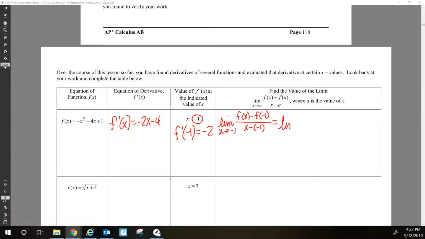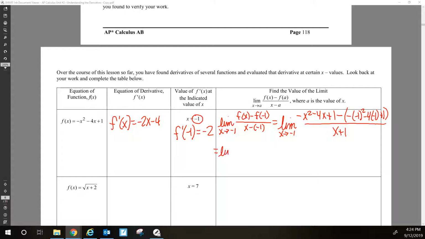All right, now that we know what we're finding, let's actually plug it in. So f of x would be this guy here. So minus x squared minus 4x plus 1, minus f of negative 1, is plugging in negative 1 for this guy. So minus, a minus 1 squared, minus 4 times minus 1 plus 1, all over x minus a, minus 1 is x plus 1. So again, this guy here is just my f of x, which is this guy here. And then minus that same function, but we're evaluating it when x is negative 1.